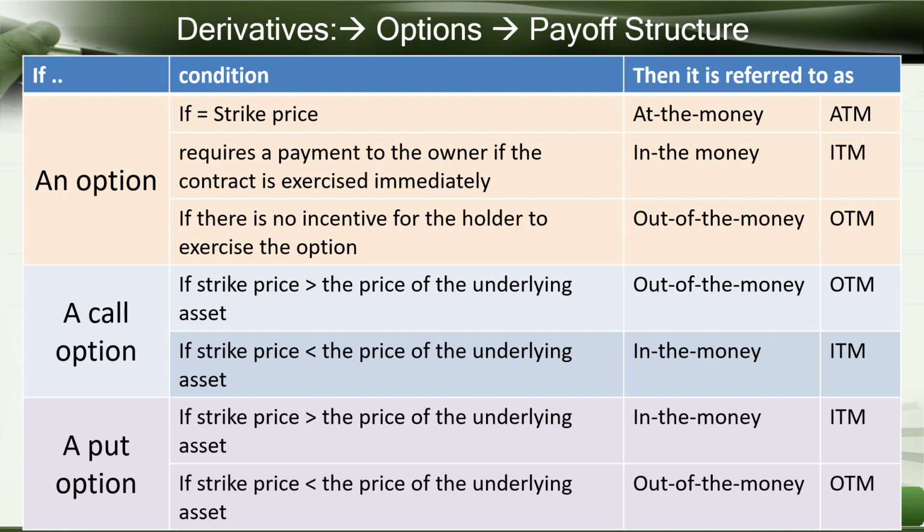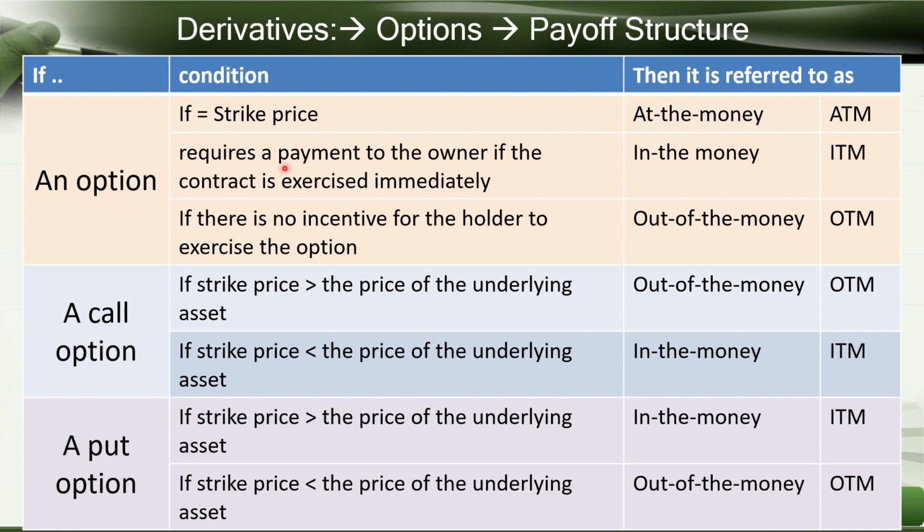For example, the condition: if an option's strike price is equal to the price of the underlying asset, it is called at the money. In short form, it is ATM, at the money.